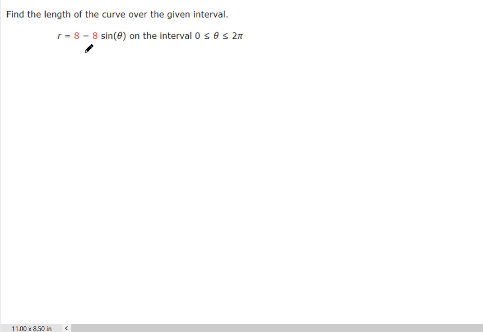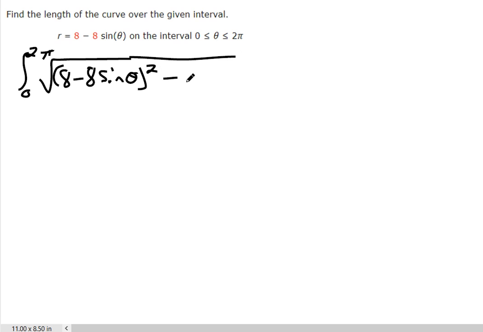We're asked to find the length of this curve over the given interval. So using the formula that's derived in the textbook, it's the integral from 0 to 2 pi of the square root of r squared plus the derivative of r, which is negative a cosine theta, squared.